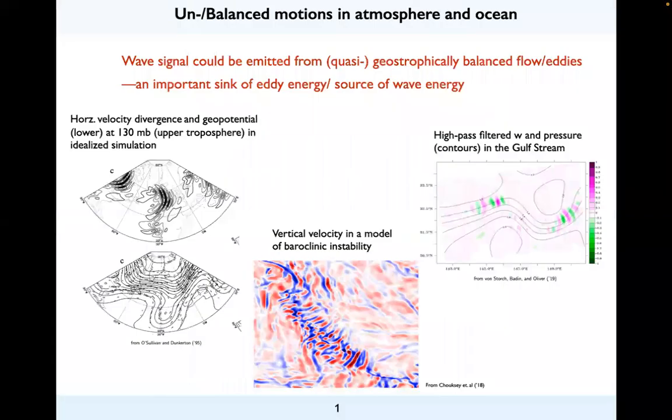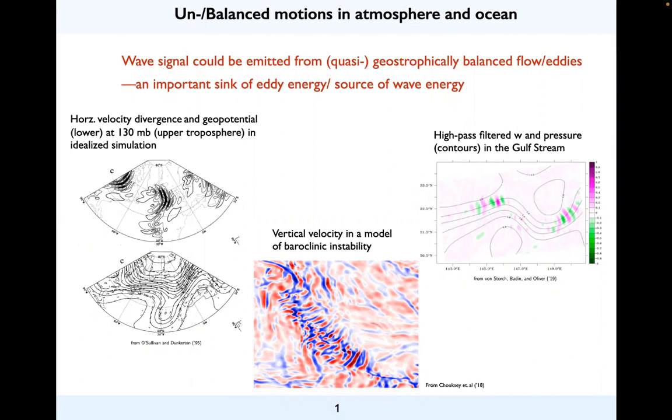Marcel has also shown this example with the atmospheric configuration. This is an idealized simulation in the atmosphere. On the top, you have horizontal velocity divergence, which is an indication of generation of waves or the unbalanced field. And below you have geopotential. So this indicates the sites where these waves are generated, the meandering of the flow that you can see there.